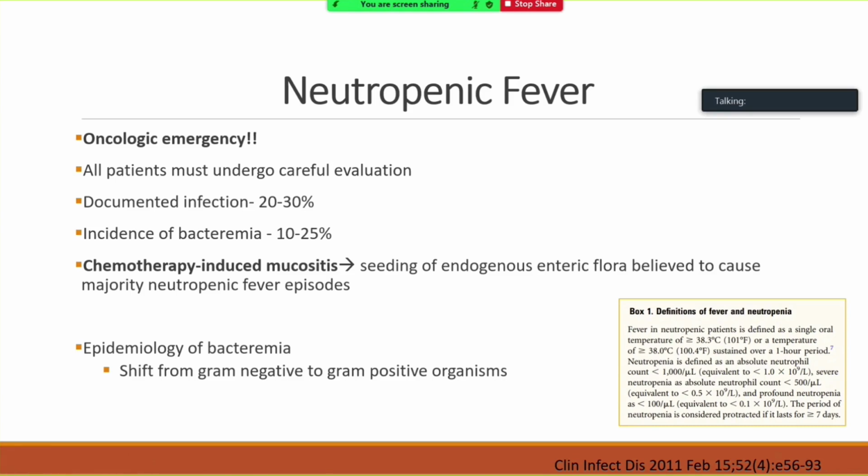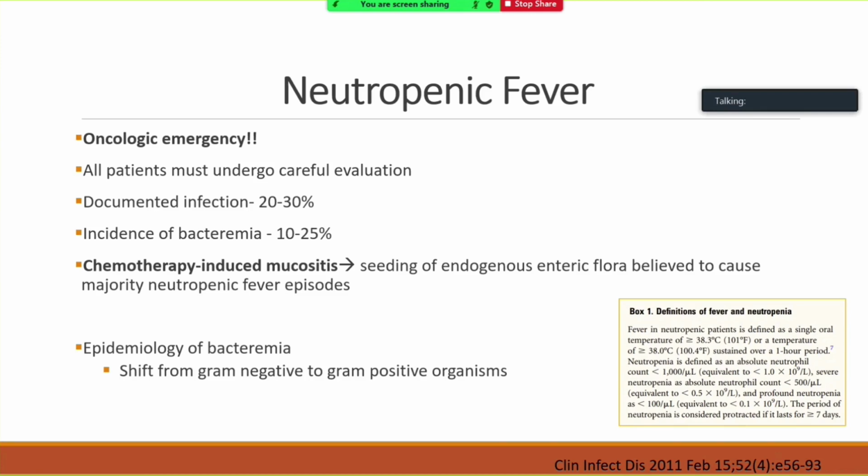Febrile neutropenia is defined as an isolated temperature of 101, or a temperature of 100.4 sustained over 1 hour. So the patient who has a non-sustained temperature of 100.4, just an isolated temperature, would not specifically meet your criteria for neutropenic fever.